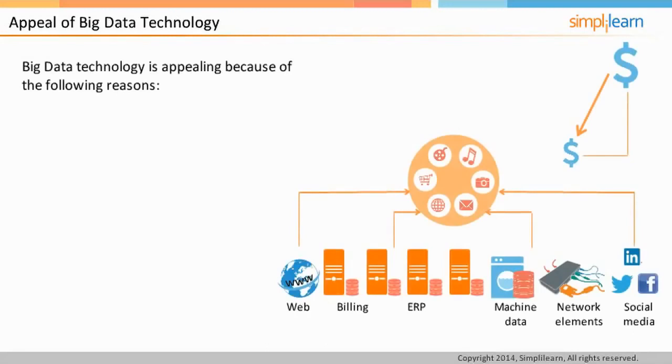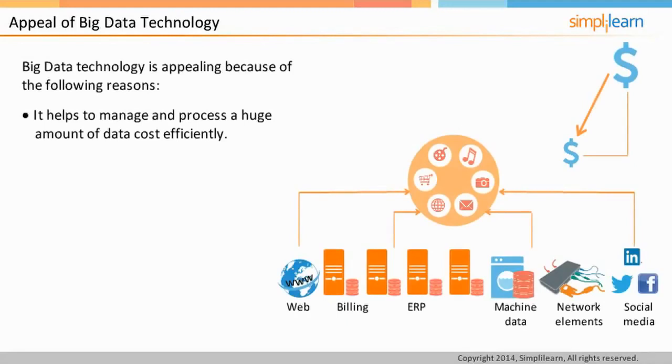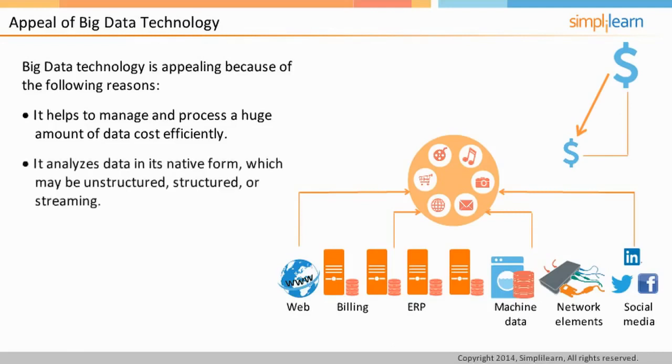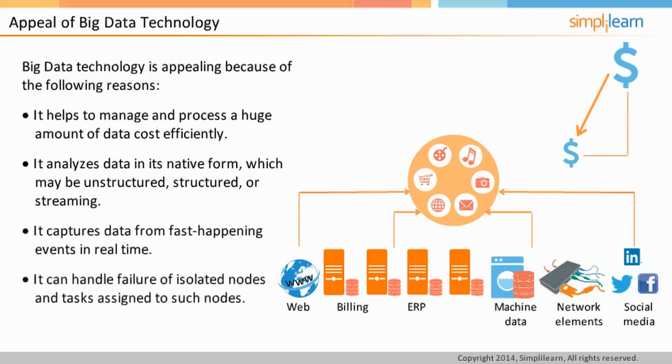Following are the reasons why big data technology is popular and has been attracting attention. Big data technology helps to manage and process huge amounts of data in a cost-efficient manner. It analyzes all available data in their native forms, which can be unstructured, structured, or streaming. It captures data from fast-happening events in real time. Big data technology is able to handle failure of isolated nodes and tasks assigned to such nodes. It can turn data into actionable insights. In the next screen, we will categorize the sources of data.